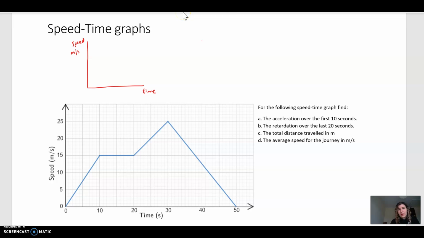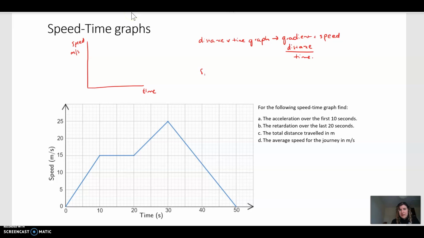For a distance time graph, the gradient of that graph, okay, gave you the speed that the object was going at, and we found that by doing the distance for one section of the graph divided by the time.